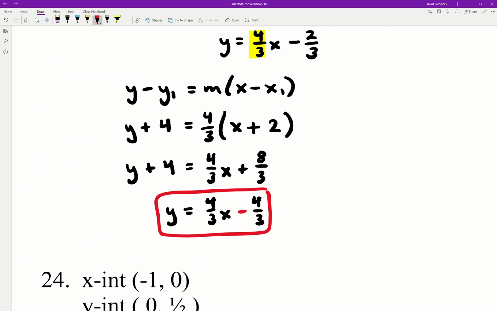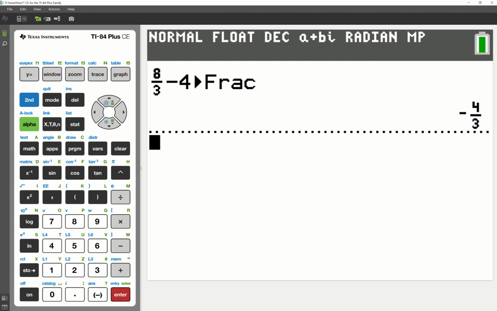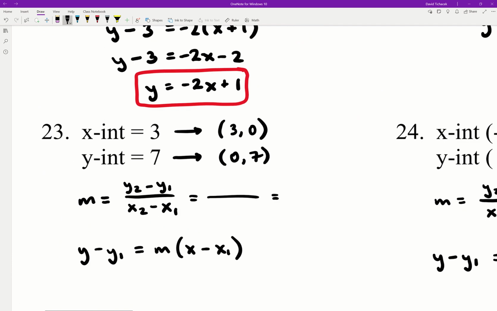Instead of plus 4/3, that should be a -4/3. There we go. Okay, so if you want the calculator to preserve the fraction for you, you're going to have to go math, fraction, enter in the TI-84.